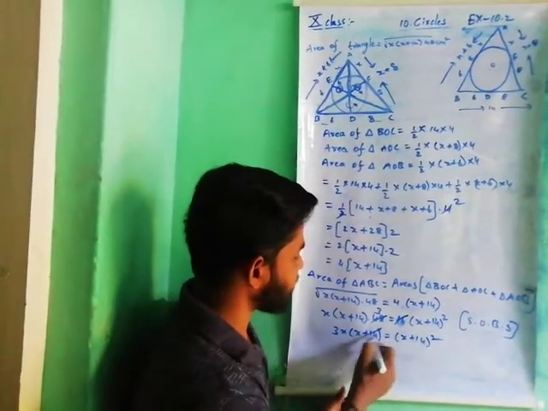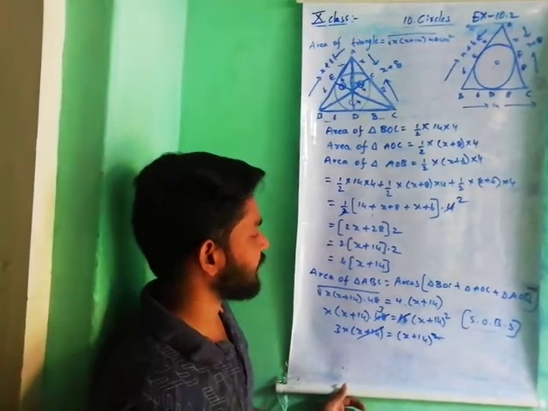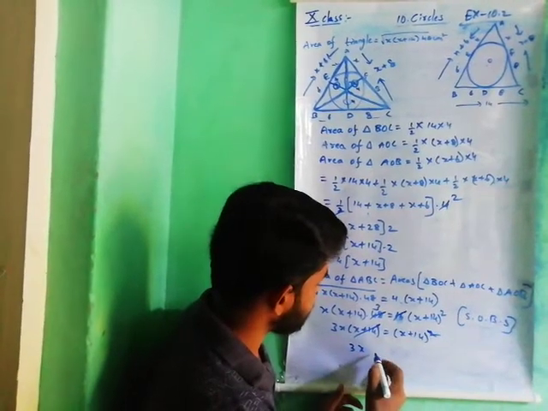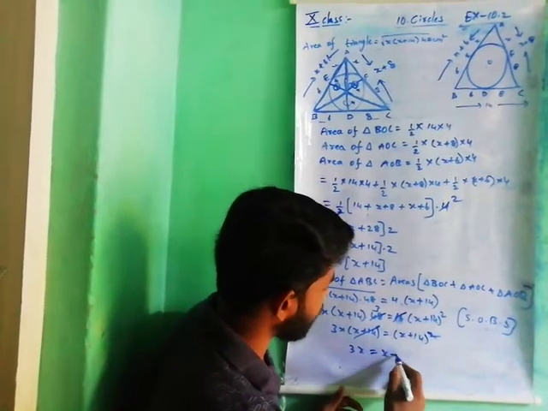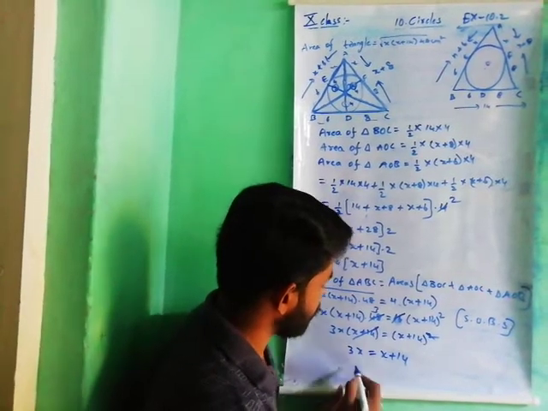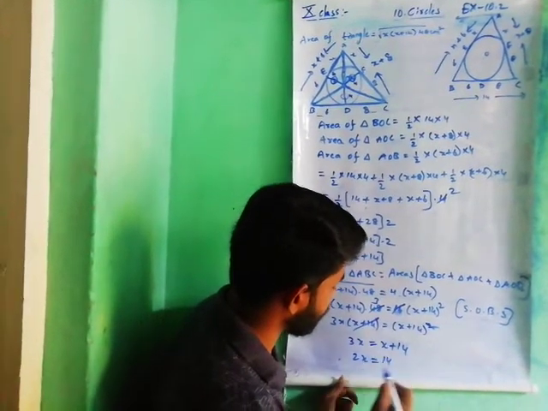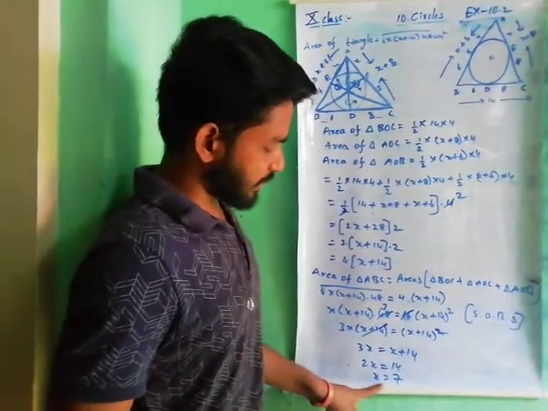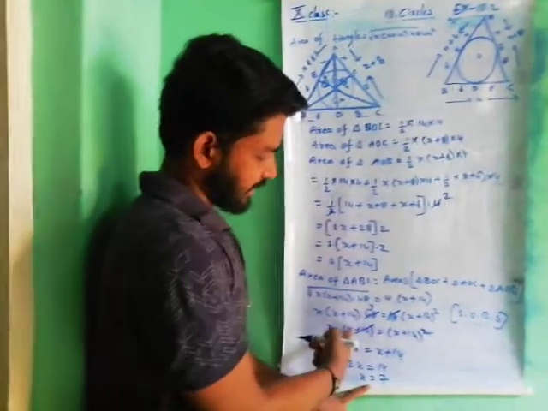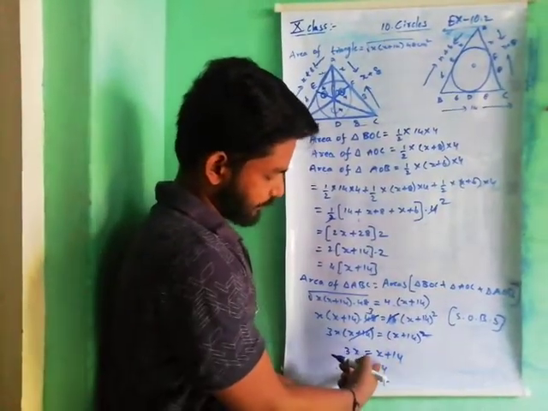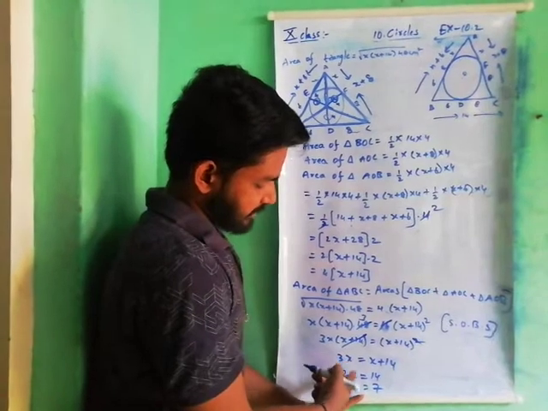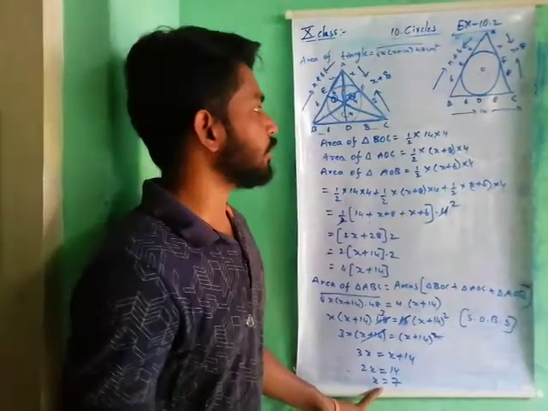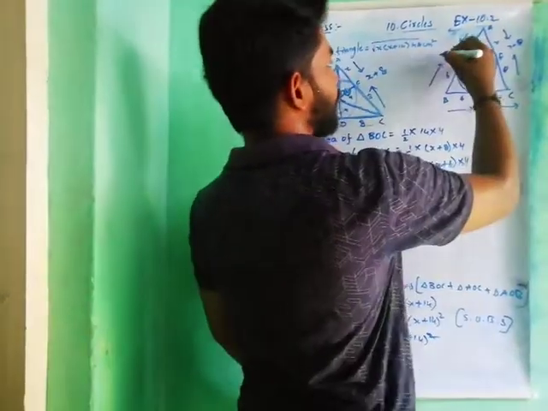So this x plus 14 one time, and this one gets cancelled. So how much do we get? 3x is equal to x plus 14. So 2x is equal to 14. So x is equal to how much? 7. So what is the x value here? 7. If we take this side, 2x is equal to 14. The x value is 7.